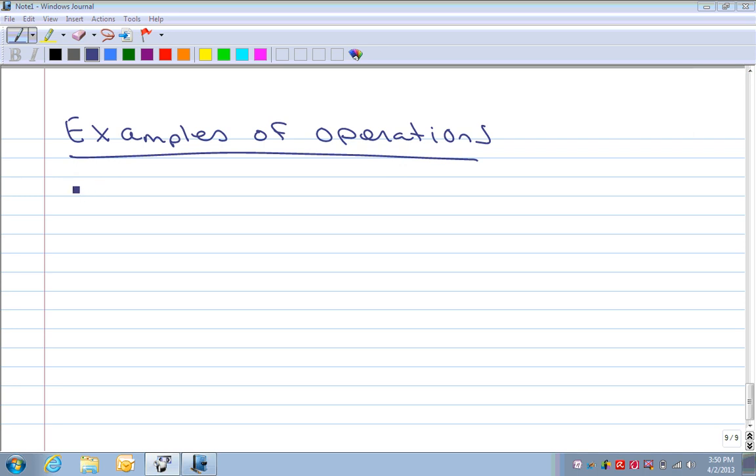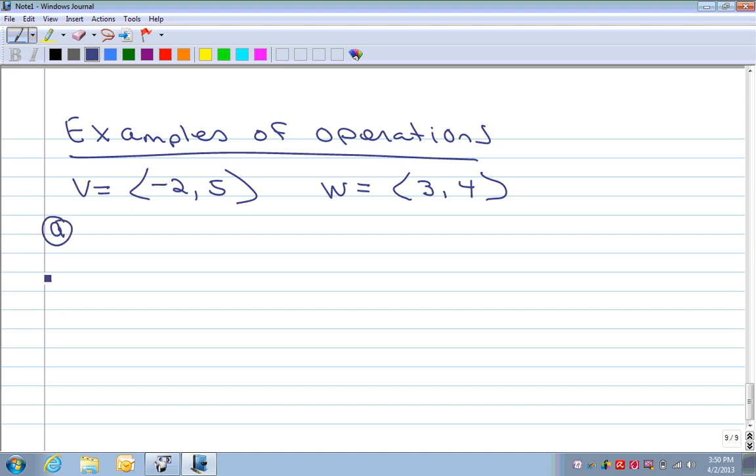Here we go. So we have vector V, which is in component form, and that's why you know it's a vector, the little arrow brackets, negative 2, 5. Remember, those values came from 2 ordered pairs. And we have vector W, and vector W is represented by 3, 4. That's the component form of the vector. All right, the first thing we want to do is part A. We're going to do 3 different operations using these 2 vectors.